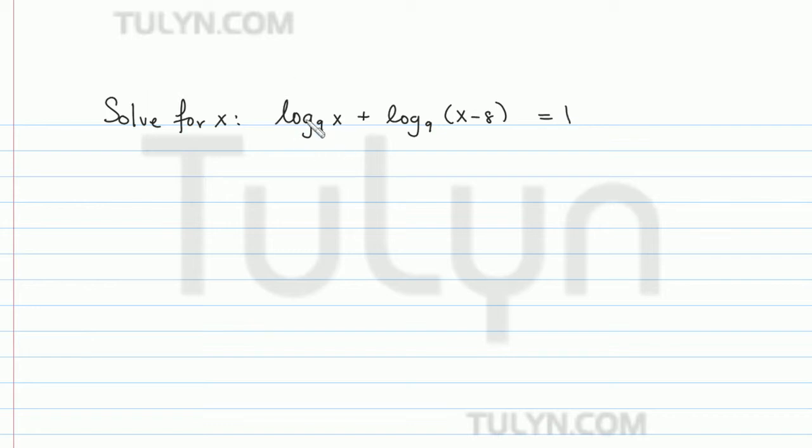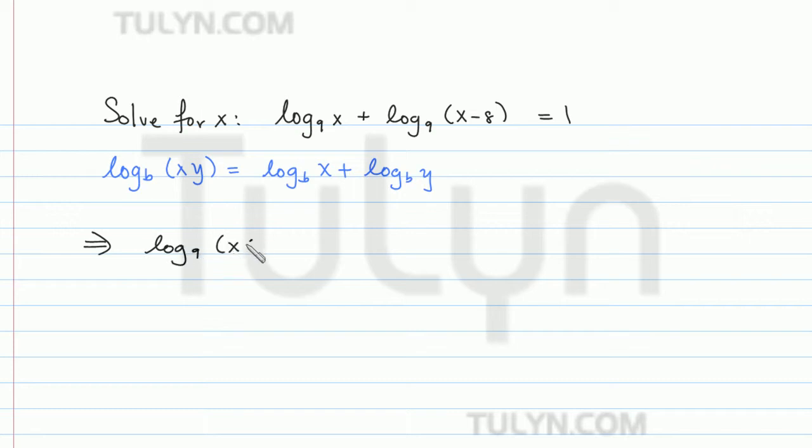So for example, on the left side we can use the product property for logs that says if you have log base b of a product, that's equal to the sum of the logs. So this is going to be log base b of x plus log base b of y, which looks like the left side of our equation, right? So we can combine the x and the x minus 8 through product. So what this becomes is log base 9 of x times x minus 8 is equal to 1.